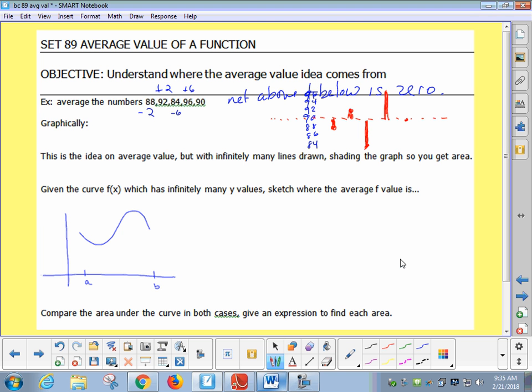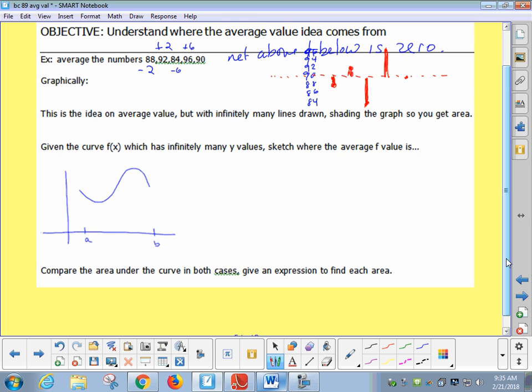And you might think, that's a big deal, so what? Well, that's the idea behind the calculus of what we're talking about. Above and below the average value is the key to finding the average value of a function. This, to me, is cool.